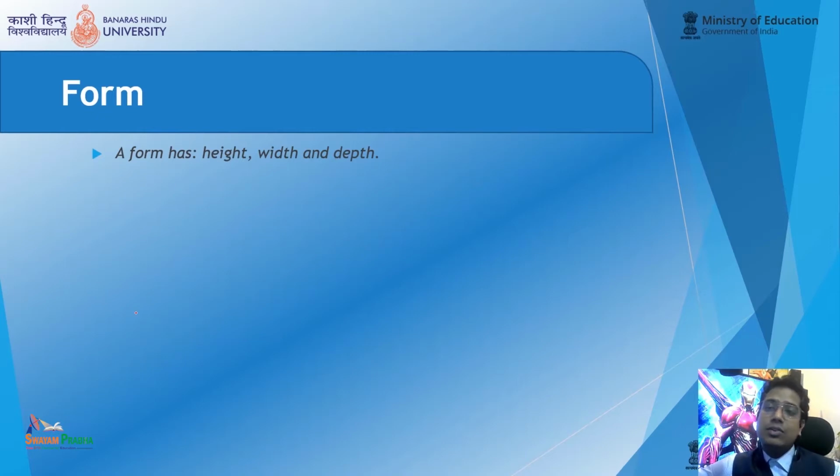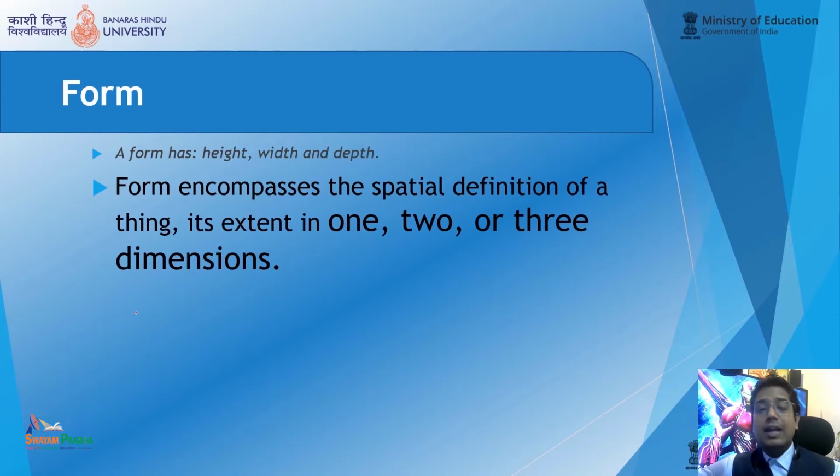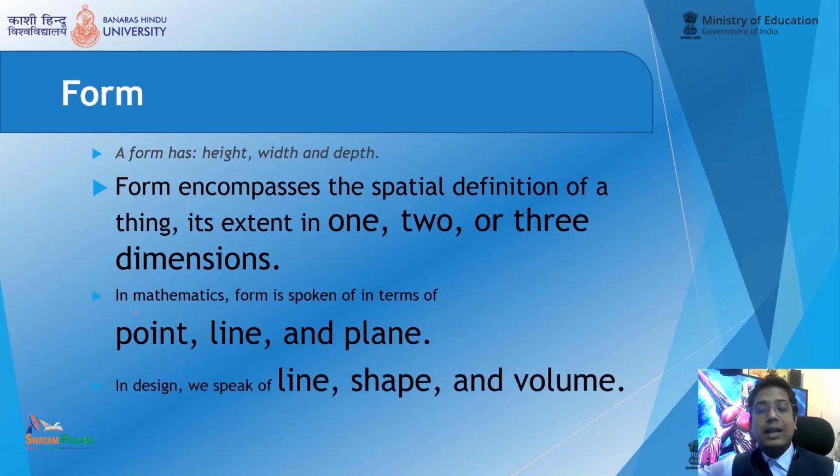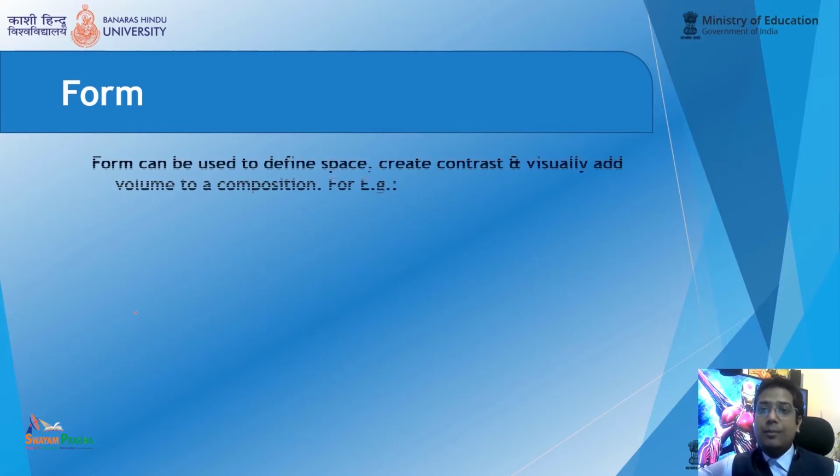First of all, let us discuss form. What exactly is form? Form has height, width and depth, right? It encompasses the spatial definition of things that extend into one dimension, two dimensions or three dimensions. In short form, we can say 1D, 2D and 3D. In mathematics, when demonstrating or drawing any object, we create points, lines, planes, right? Specifically, when talking about design with respect to form, we use line, shape and volume. These are a part of form.